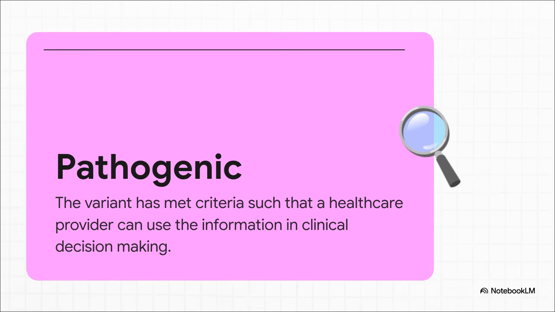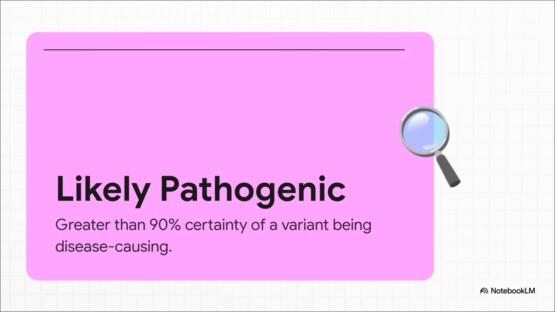First up, pathogenic. This is as clear as it gets. When you see pathogenic, it means the evidence is just rock solid. We're talking well-established, published data, functional studies, the whole shebang. It all points to one thing: this variant causes disease. For you, this is a confident, clinically actionable result. Full stop.